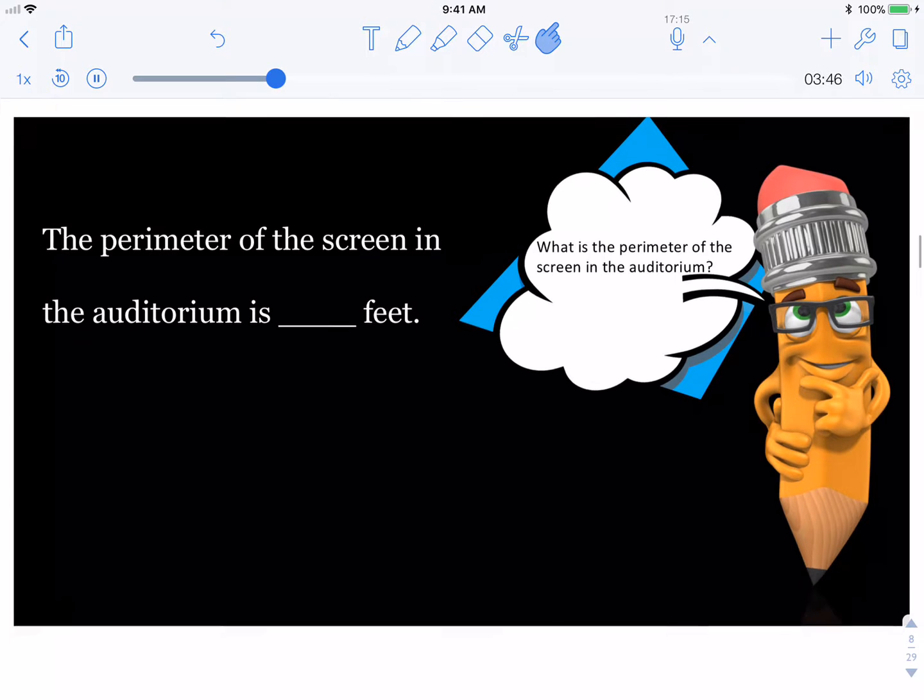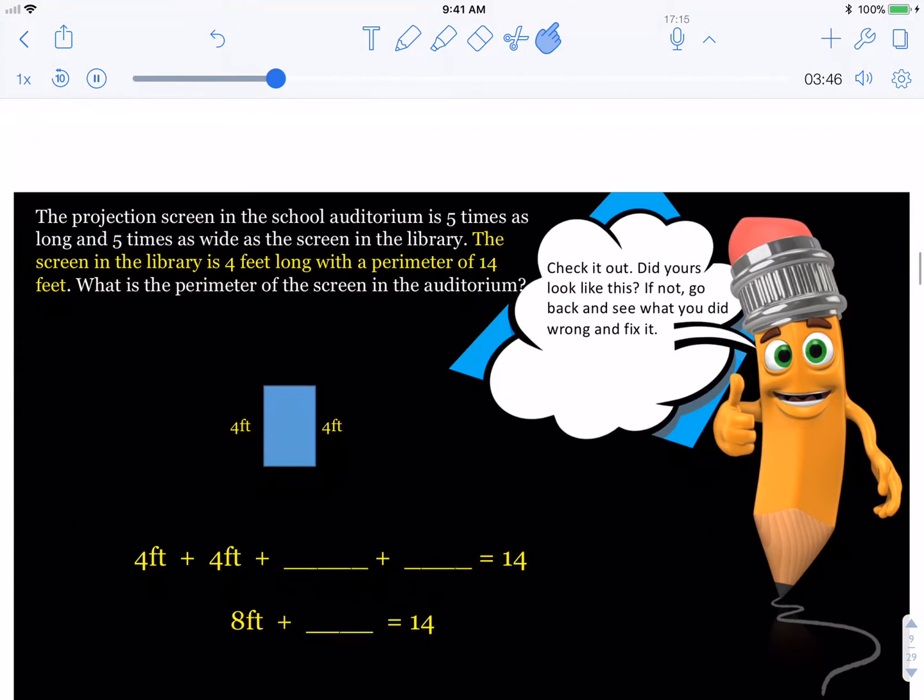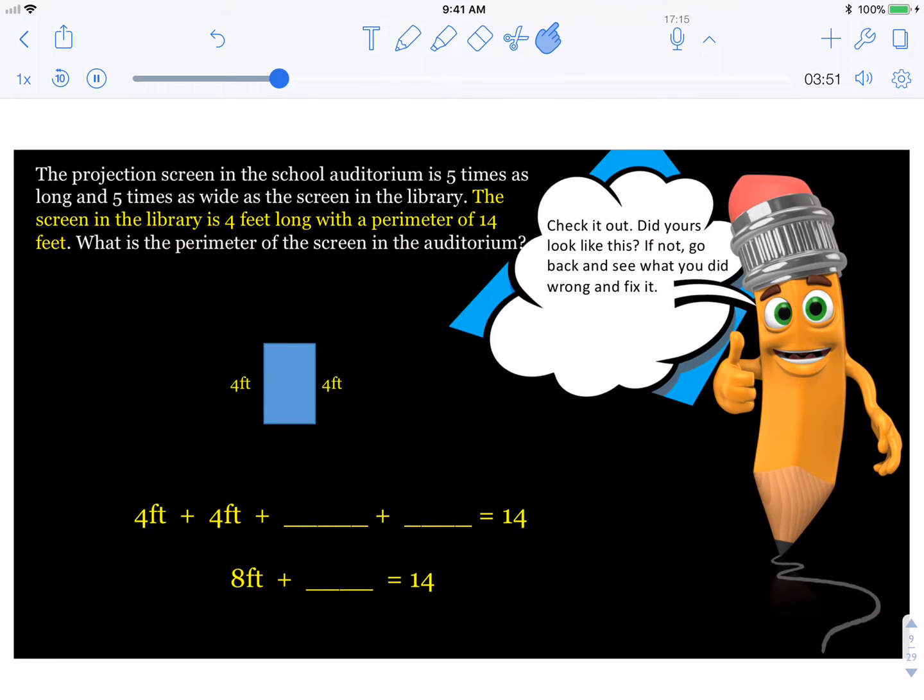So, check it out. Did yours look like this? If not, go back and see what you did wrong to fix it. So, the projection screen, we know that the screen in the library is 4 feet long with a perimeter of 14 feet. So, 4 plus 4, because we know that the two sides equal 4, would be 8 feet. 8 plus what equals 14? 8 plus 6, right? So 8 plus 6 equals 14.